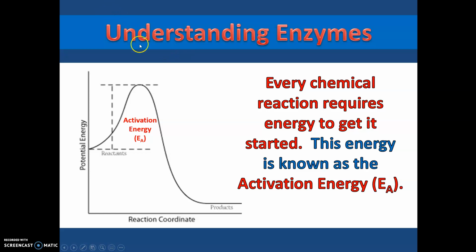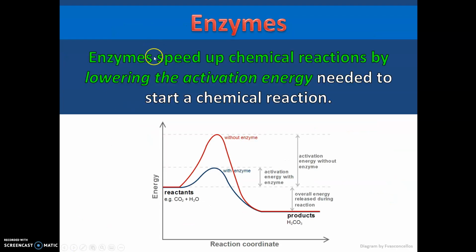So enzymes are kind of tricky, and when we talk about when they lower the energy, we're talking about activation energy. Every chemical reaction requires some energy to get it started, and this energy is called activation energy. So enzymes speed up the reactions by lowering the activation energy needed in order for the chemical reaction to actually get started.